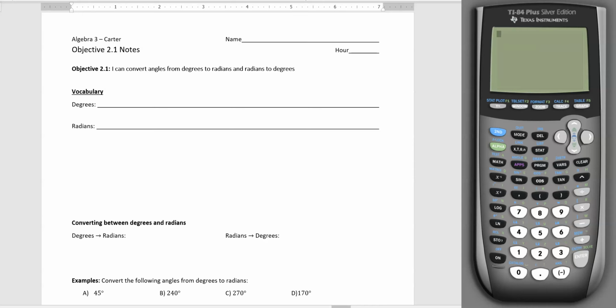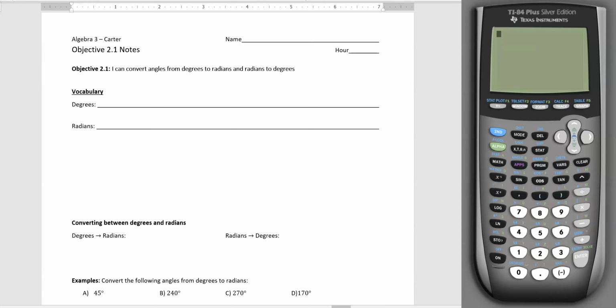Hello! Welcome to our first notes for Unit 2, and we're going to talk today about Objective 2.1, which is I can convert angles from degrees to radians and radians to degrees. So this unit's all about trigonometry, and trigonometry is really all about angles. So today we're going to talk about the different ways that angles can be measured.